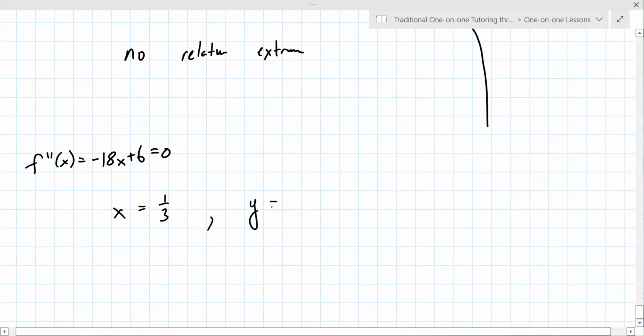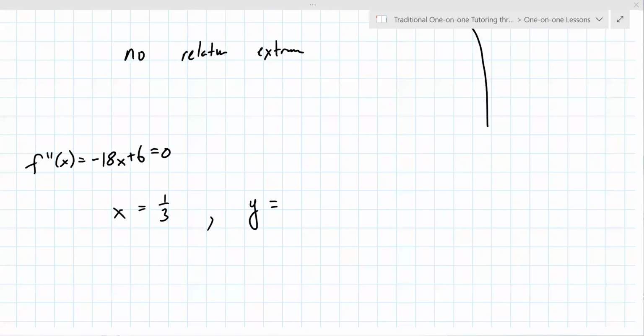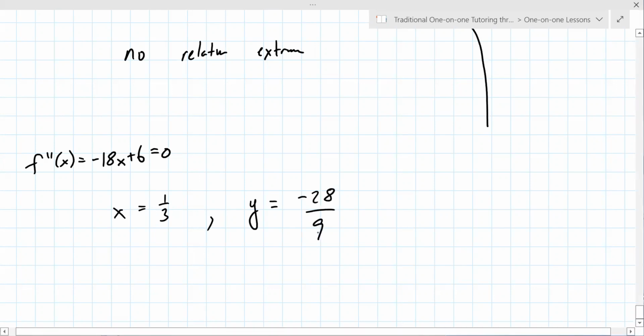To find the y value, you have to go back to the original function, minus 3x cubed plus 3x squared minus x minus 3. So I'm going to put that into a calculator here. I think it wants it as a fraction, so we have to make sure we account for that. It ends up being minus 28 over 9. Okay, so that's the inflection point.